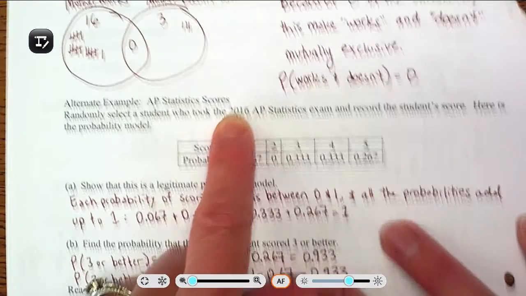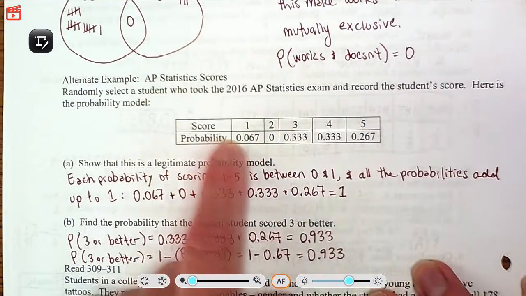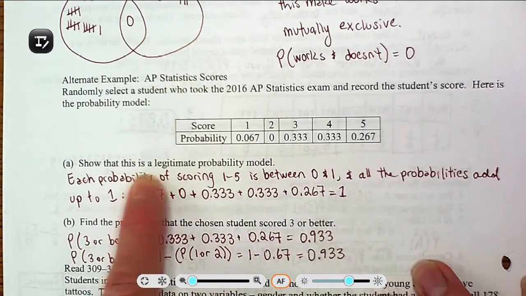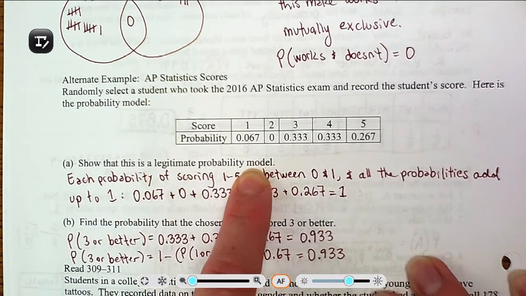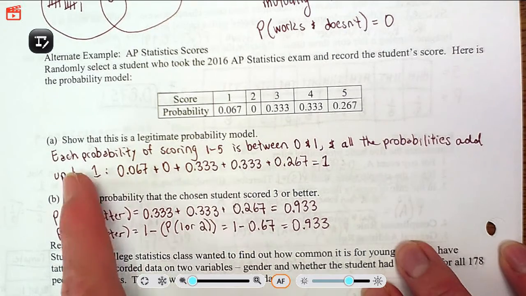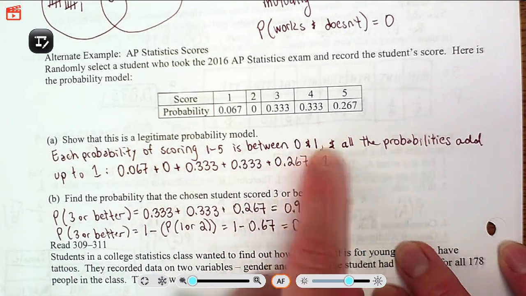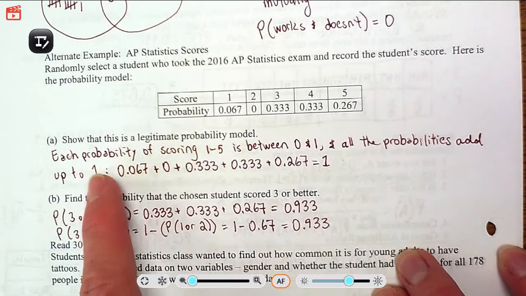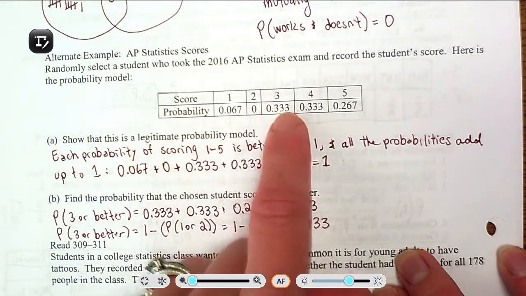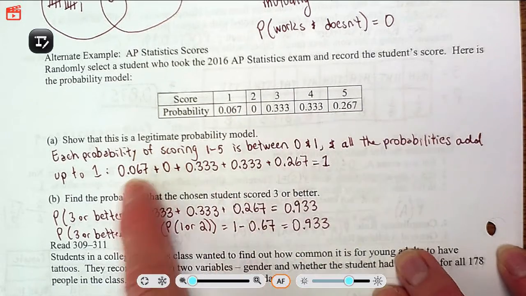Randomly select a student who took the 2016 AP Statistics exam and record the student's score. Here's the probability model. Show that this is a legitimate probability model. That's a great question that appears over and over. We have to do 2 tasks. We have to prove that each probability is between 0 and 1, and that all the probabilities add to 1. So each probability, is it less than 1 but greater than 0? Yep. And do all the probabilities add to 1?